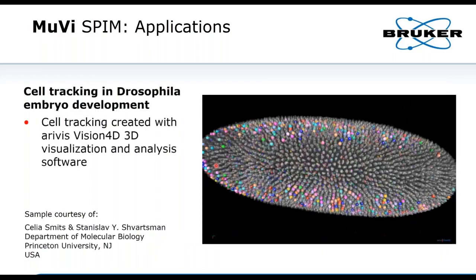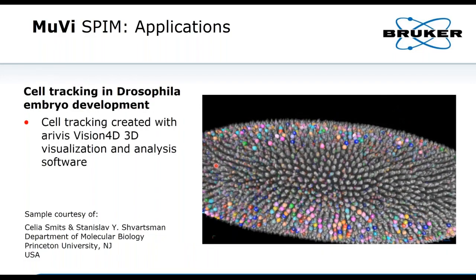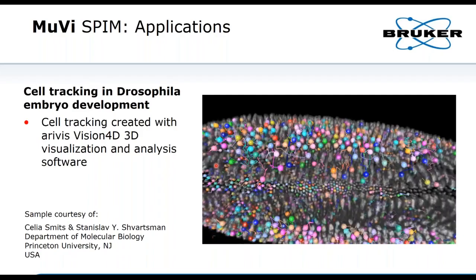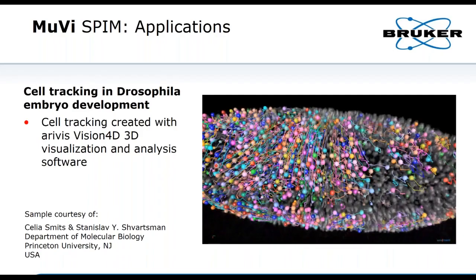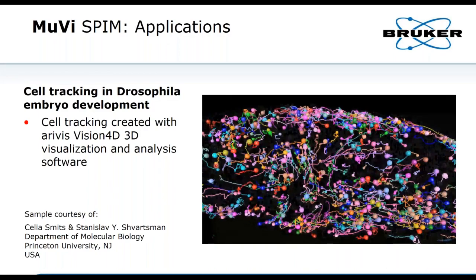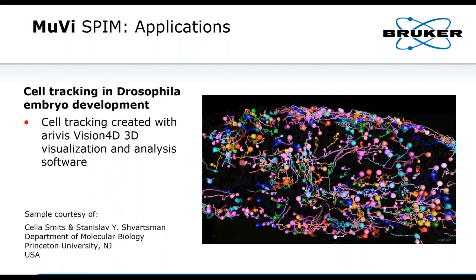This is a very nice example of nuclear tracking in zebrafish embryo acquired by C.S. Smits from Stan Schwarzman lab at Princeton University, where we have a movie SPIM. And basically the data were then used to track individual nuclei using Arivis Vision 4D. Our data are compatible with all common tools that are available, Arivis Vision, Bitplane, Imaris, and of course all the open source Fiji tools.